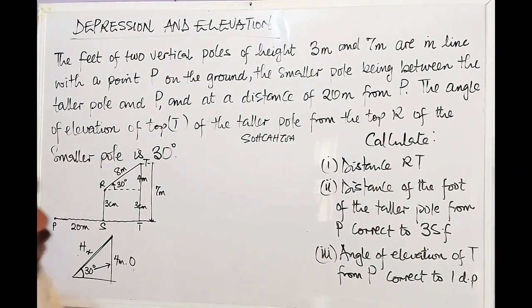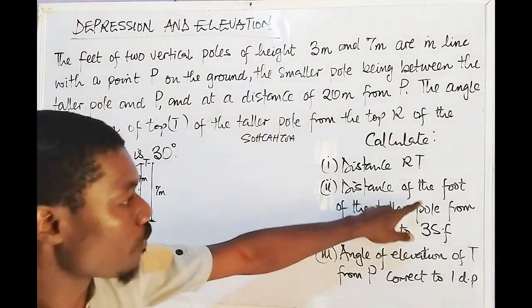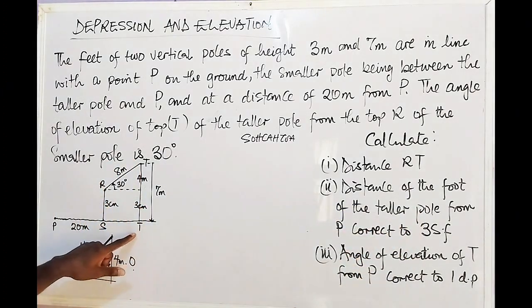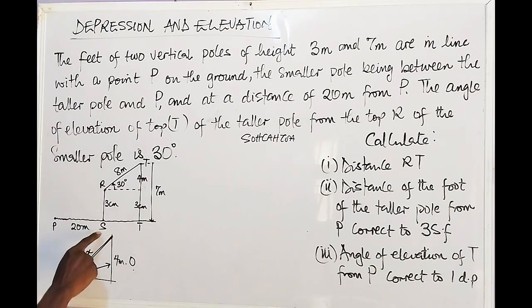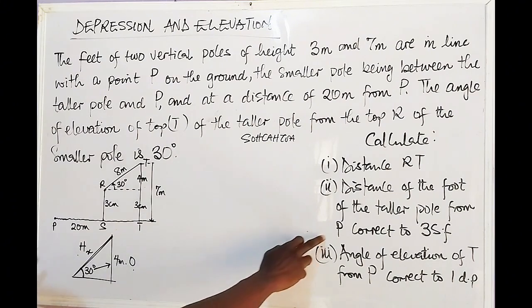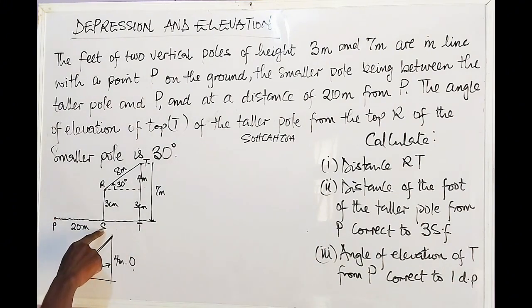The next thing we need to look for here is the distance of the foot of the taller pole from P to here. Okay? Alright. Now, from here to here is 20. Now, from here to here, we don't know. But we just need to find. We were actually told to calculate from P to T. Right? But we don't know from S to T.